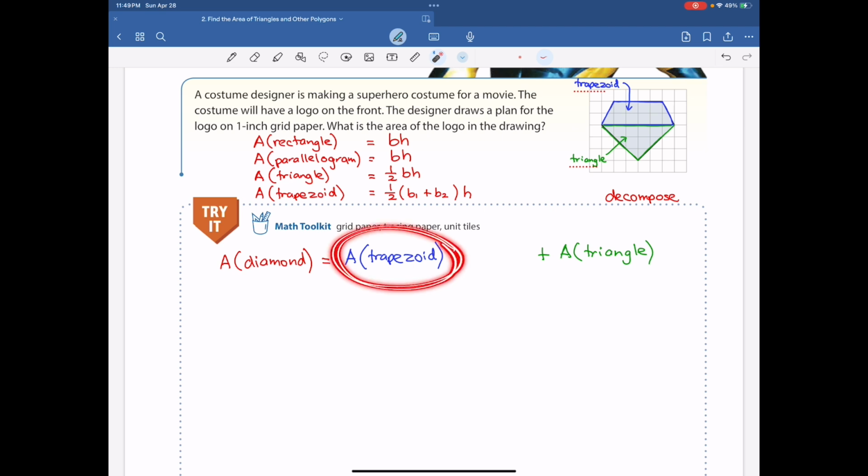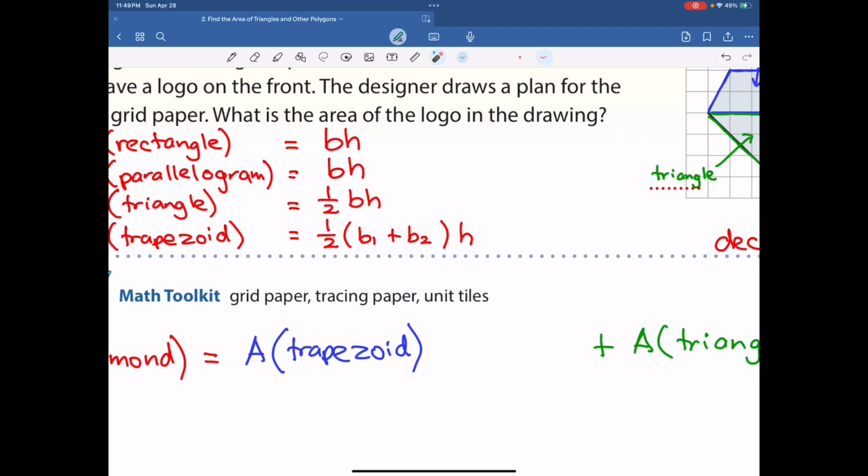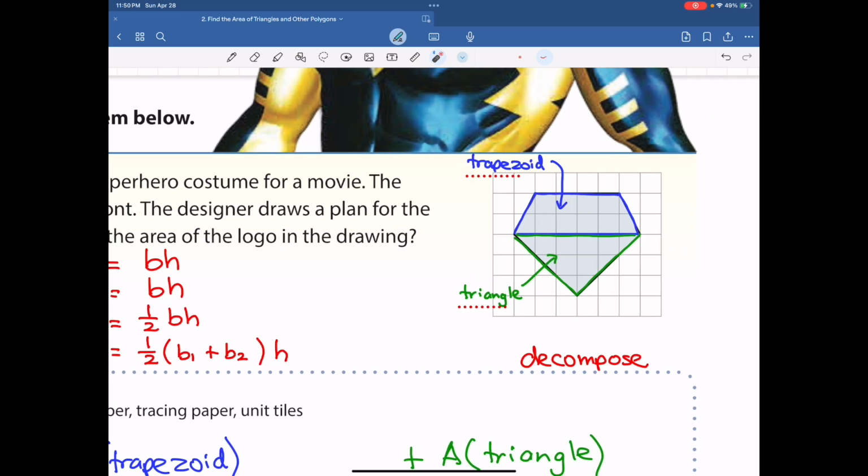So let's work on the area of the trapezoid first. I know that the formula is right here. 1/2 the quantity, base 1 plus base 2 times the height. So I need base 1 and base 2, and I also need the height. So looking at the trapezoid, we can call this one base 2, and we'll call this base 1. We also need to make sure that they are parallel to each other. So just go ahead and draw a single arrowhead showing that they're parallel.